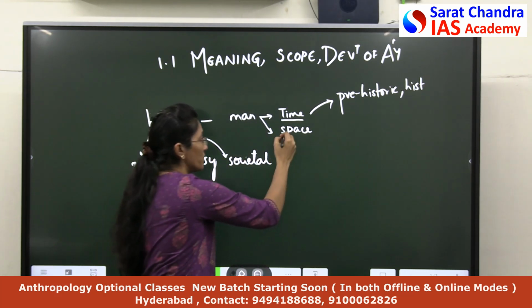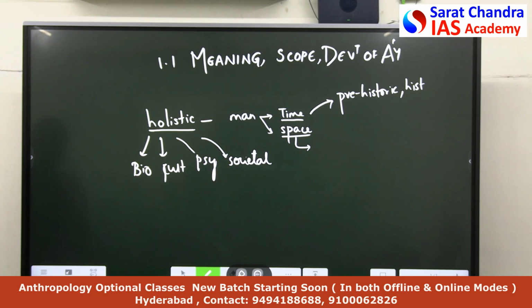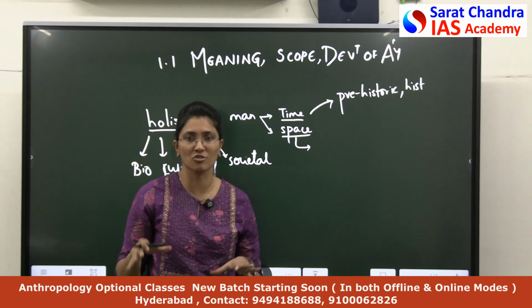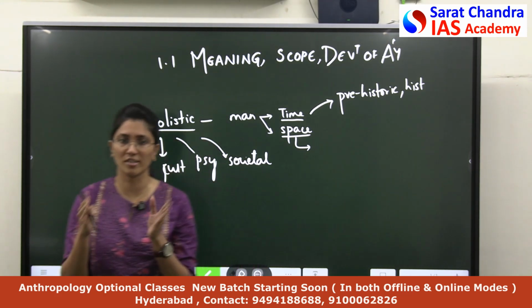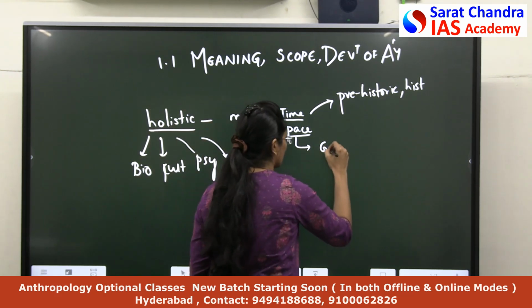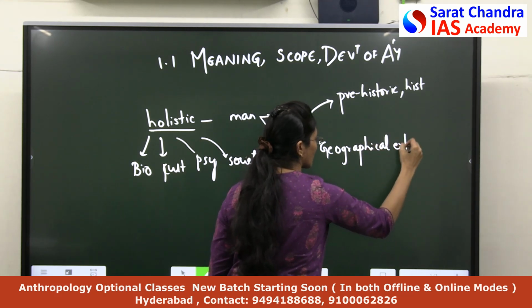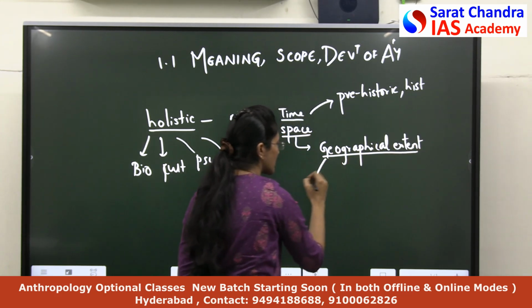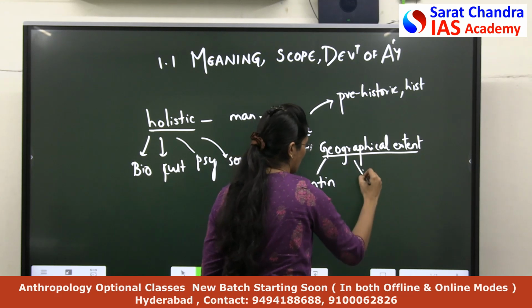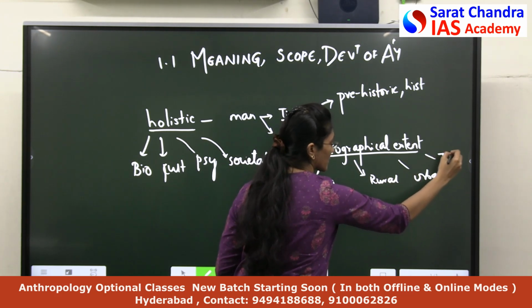Right? Across space, what do you mean by this keyword? You study man across space, not interstellar space. What do you mean? Man is geographically distributed. It's not like you concentrate only on man in urban society or only man in a rural society, right? You study the geographical extent. You study man across the continents, across rural areas, urban areas, even tribal areas. Yes?